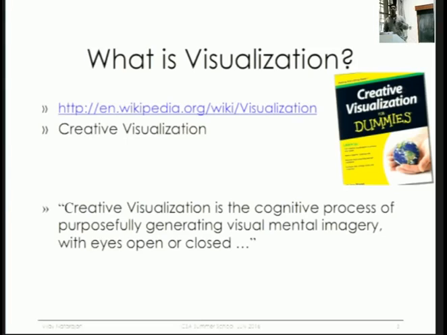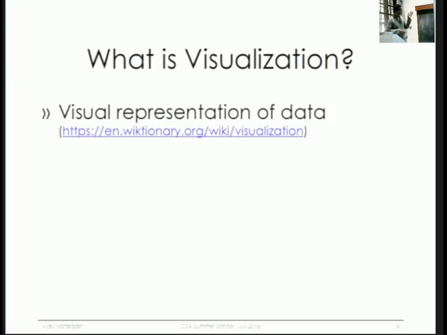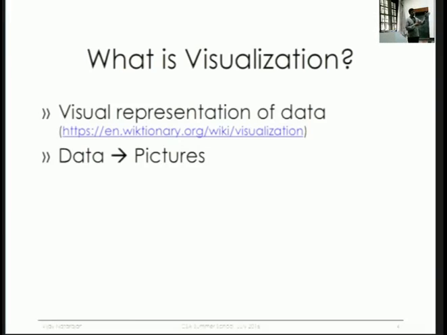But more seriously, then I went down the list. There are more appropriate definitions, at least for this talk. From the Wikipedia dictionary, you have a definition which says essentially that visualization is the visual representation of data. Very simple definition. You have data and you want to go from the data to a visual representation, so essentially pictures. So going from data to pictures, that is all visualization is about. We're going to try and understand that a little bit better today.